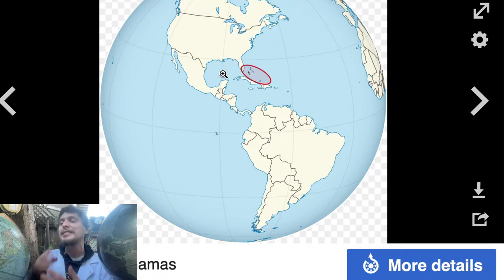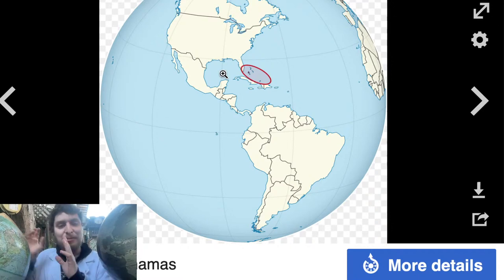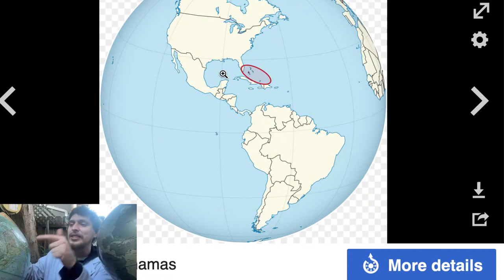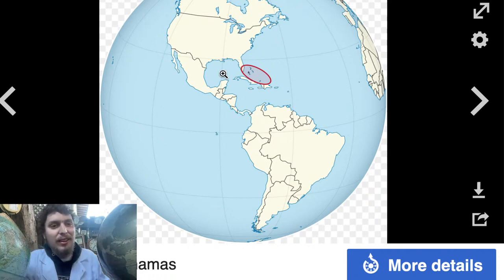So, you know, maybe this wasn't built in that year, but was using that year's model, whatever. The model on this globe is 1973. This one is sometime since then.